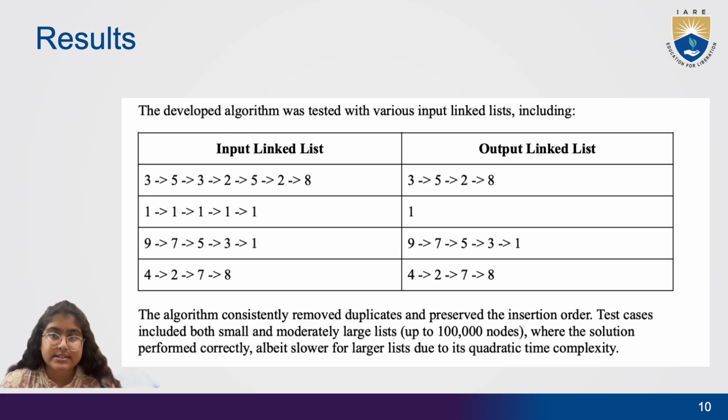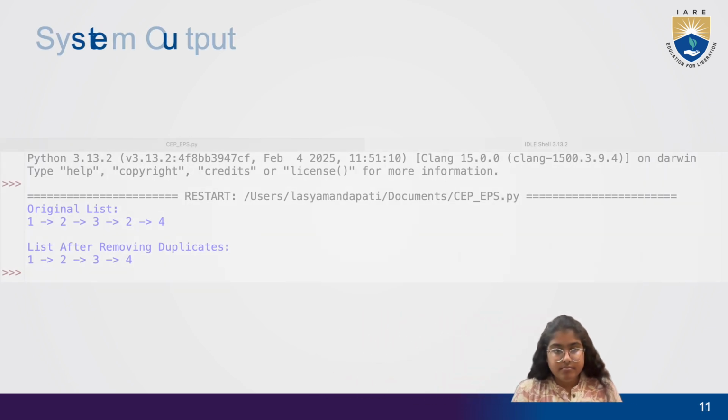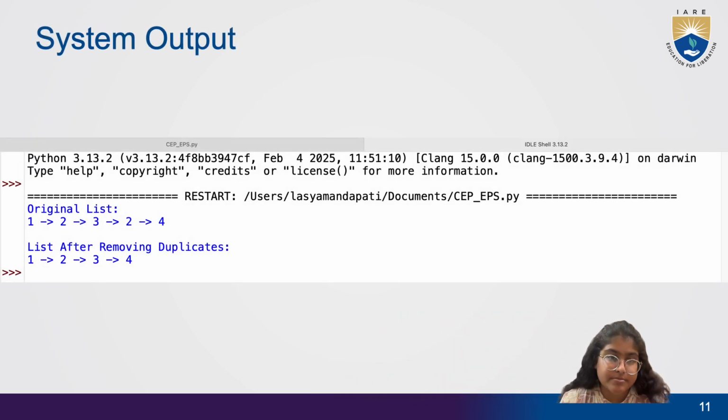Even with linked lists containing up to 100,000 nodes, the solution maintained correctness, although naturally slower due to its quadratic time complexity. Overall, the project validates pointer-based duplicate removal as an effective strategy for small and moderate-sized databases. The system output, as you can see here: the input was 12324 and gave an output of 1234.